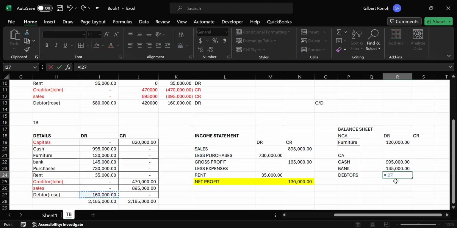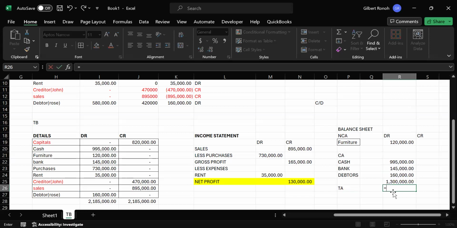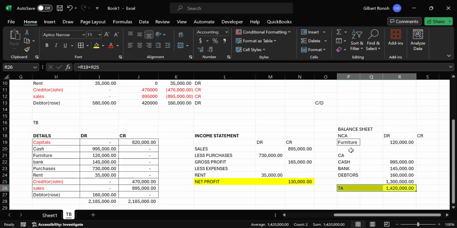So you can have the total asset, which is the fixed asset plus the current asset. So if I sum these, that is the total current assets. So I can get the total asset, which is the fixed asset plus the current asset. So this is my total assets.